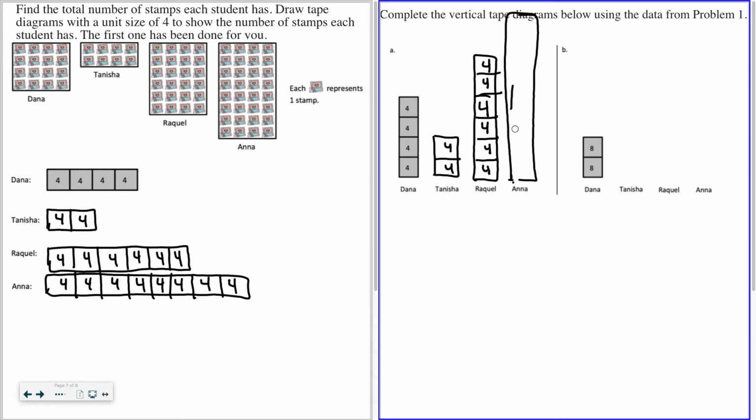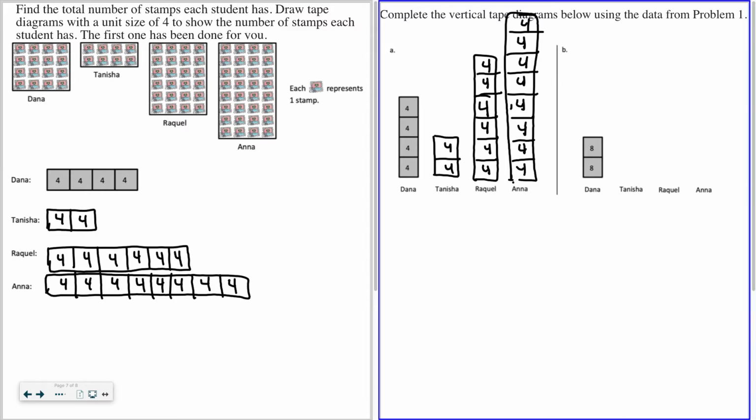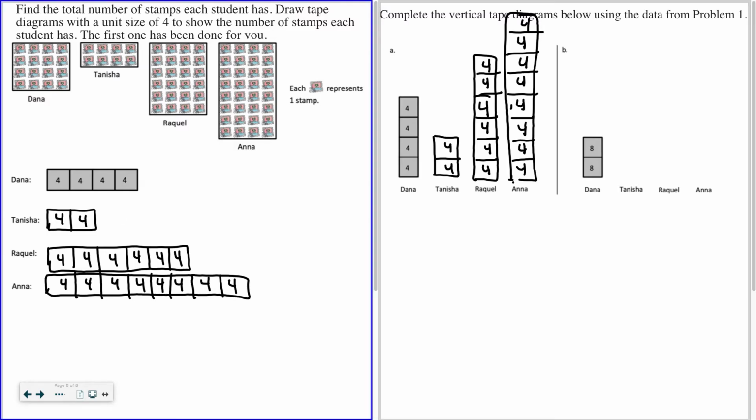There we go. Okay. Again, try to make them even sizes because they're all 4, so they all should be the same size, or as even as I can possibly make them. 4, 5, 6, 7, 8. So this is now the same information I had here on this side, but vertically. Now here, instead of having 4 in each part, I'm having 8 in each part. So if I look back at Tanisha's information, she had 8 total stamps.